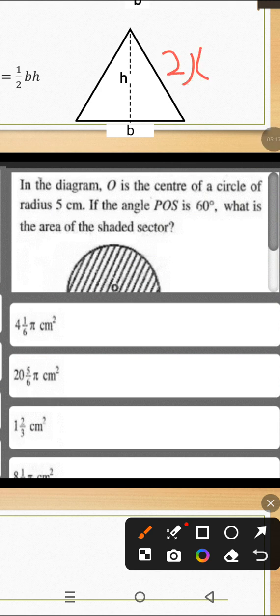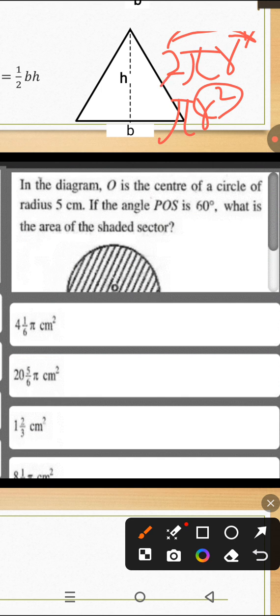2 pi r, isn't it? Good. When you raise the 2 to become a power, it becomes pi r squared. Simple, so you can easily remember. You remember that area is measured in square units. So the one with the square is the area, and the one with the 2 down is the perimeter or circumference. Is it not nice? So you can use that to recall.